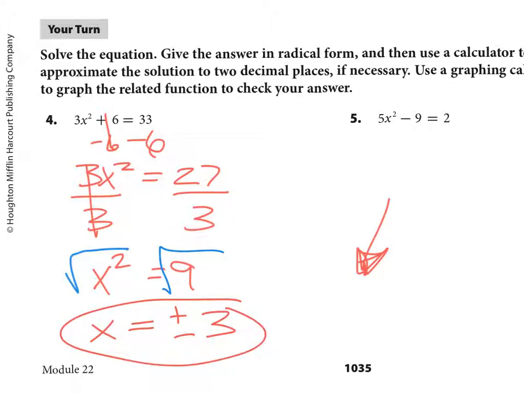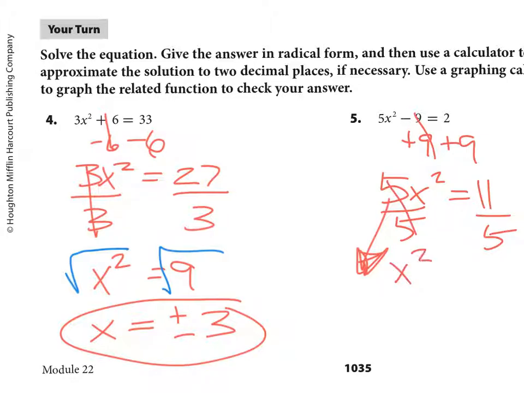That's our solution. So I want to give you a minute here. You can pause the video, try to do number 5, and then I'll work out number 5 and you can check your answer. Alright, so for number 5, add 9. Cancel, so we get 5x squared equals 11. Divide both sides by 5.